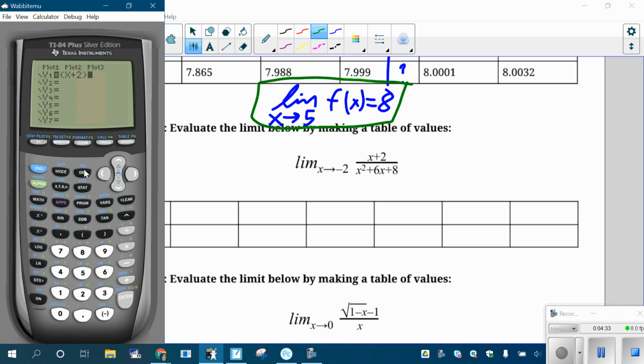I would like you to do this on your graphing calculator, not on Desmos or something else. It's just easier to do it this way. Okay. Now we're going to go to our table. We're going to hit second graph to go to our table.